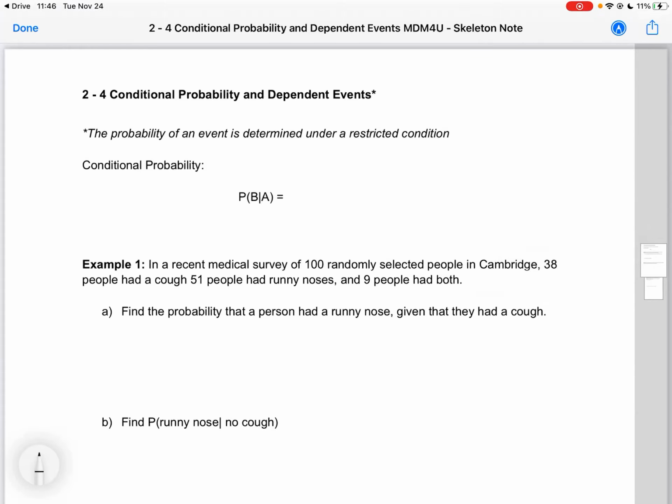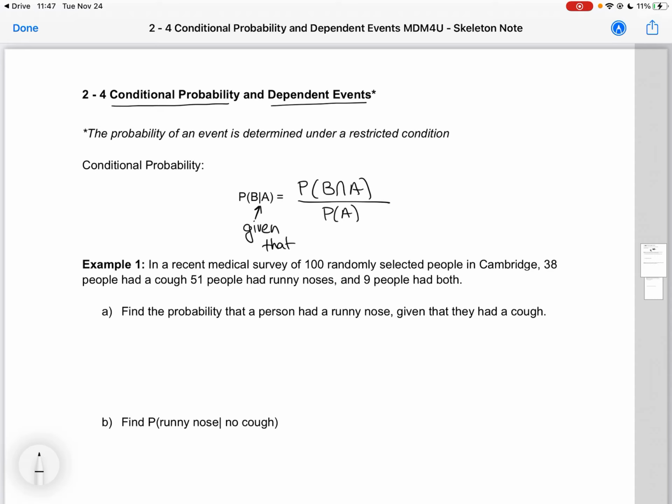In this video, we're going to look at conditional probability and dependent events. So conditional probability is given by this equation here. This is the probability that event B occurs given that event A has already occurred. And we find that by determining the probability of the two events happening, or the intersection of those two sets, divided by the probability of event A.